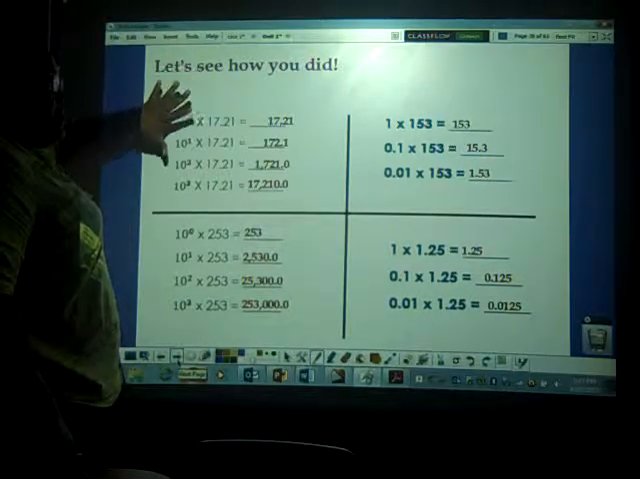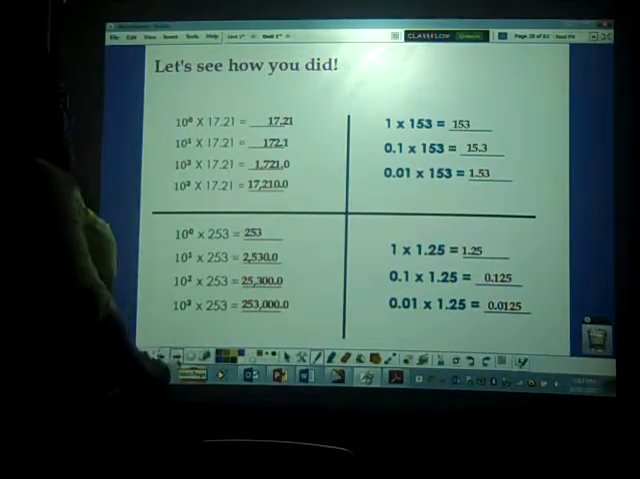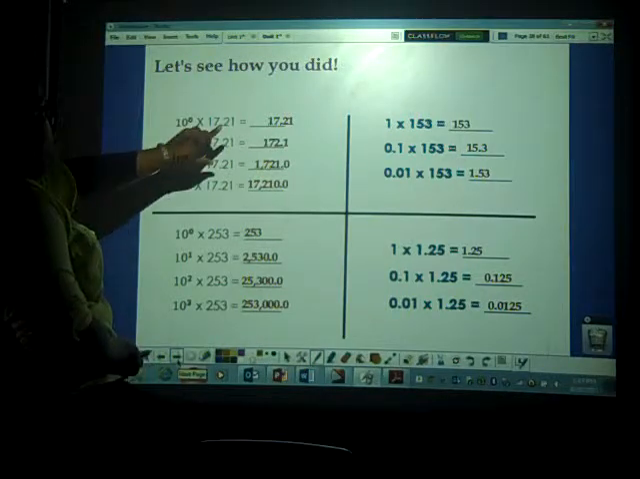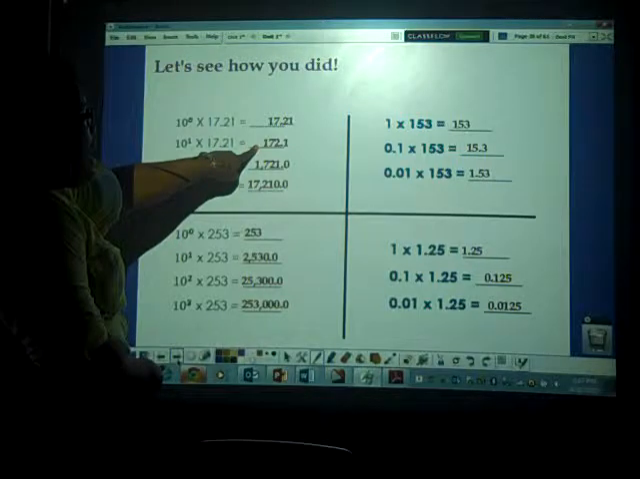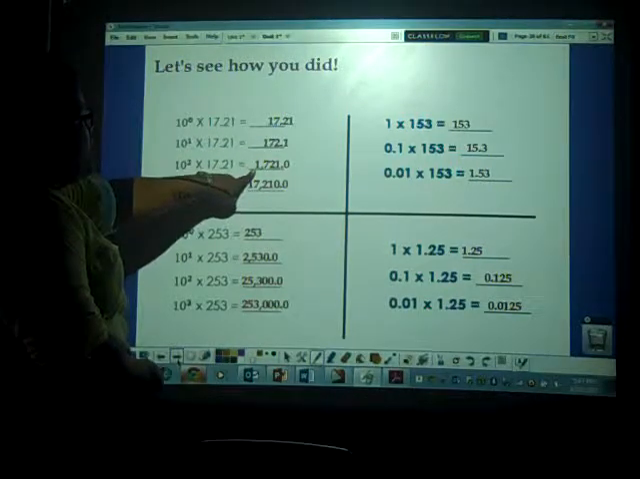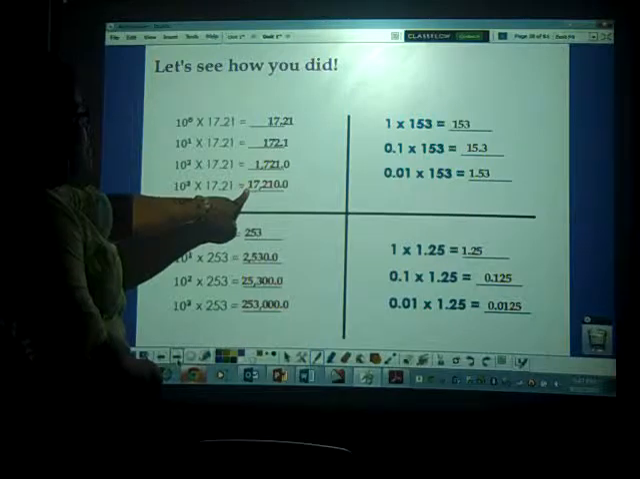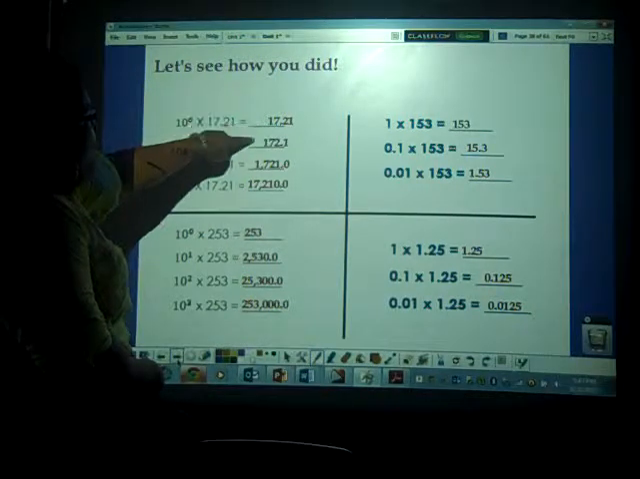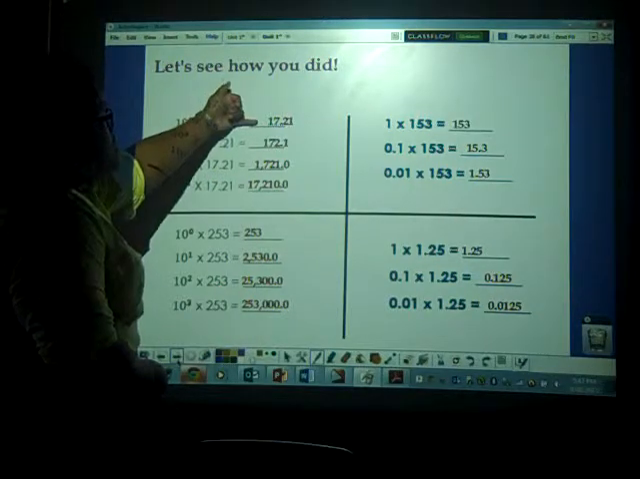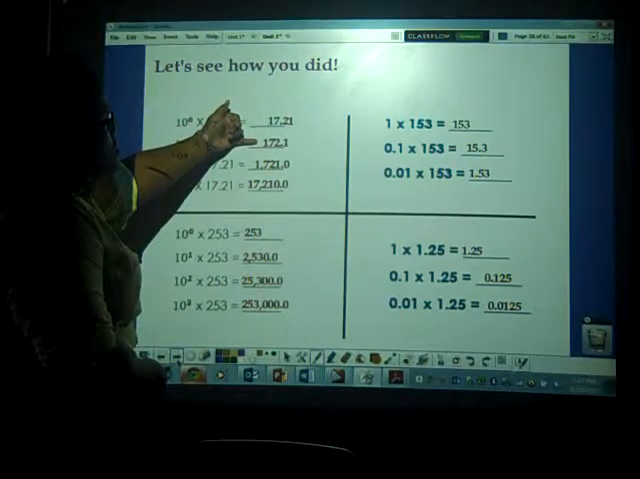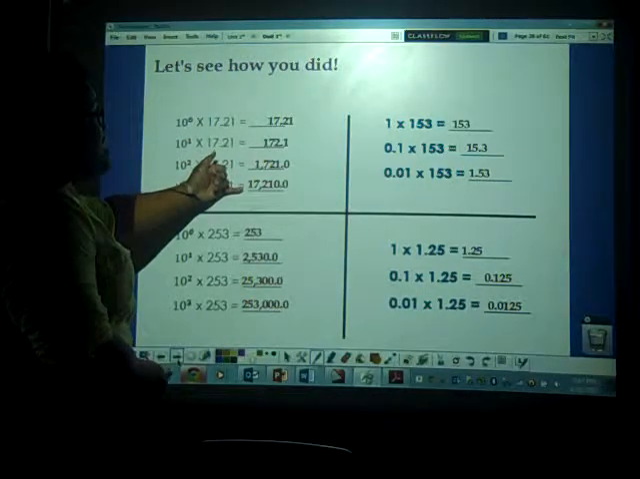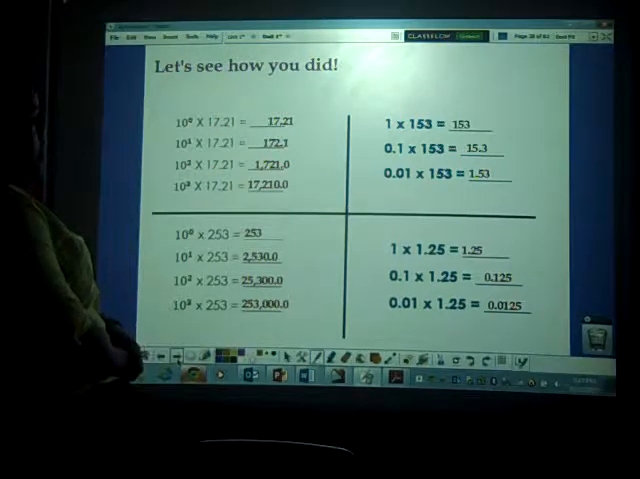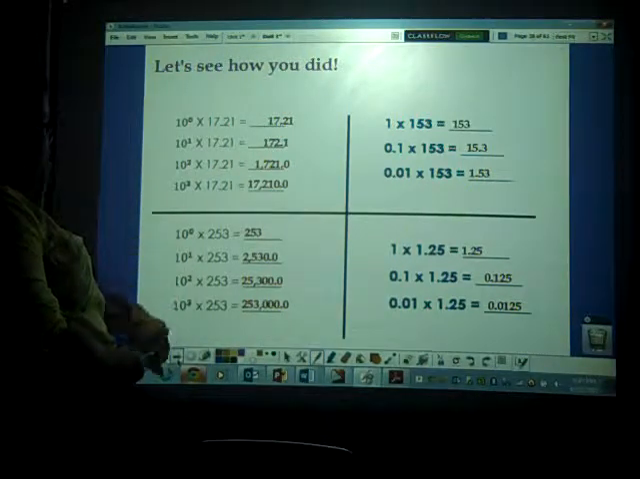So here are your answers. Check and make sure you have the correct answer for all of them. Right here you should have 17 and 21 hundredths, 172 and 1/10, 1,721, 17,210. What happened? The numbers stayed the same, but my value increased. I had $17.21, $172.10, $1,721, and then $17,210. Here, my value is increasing.